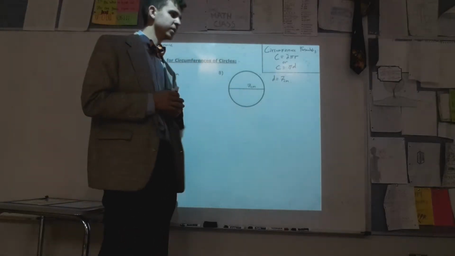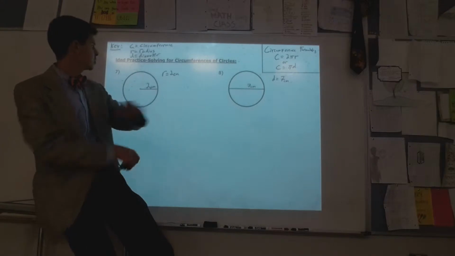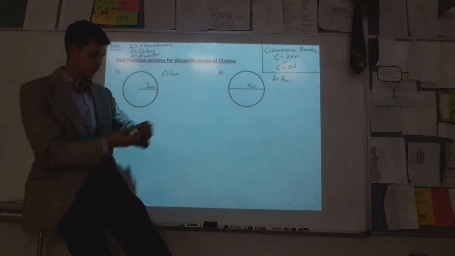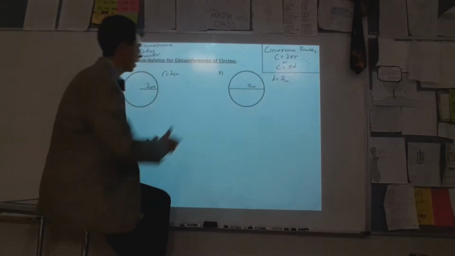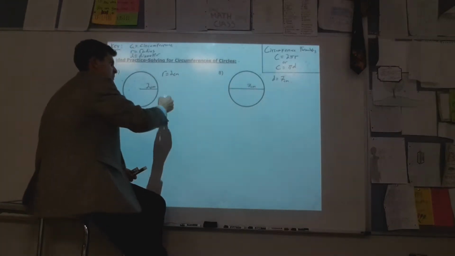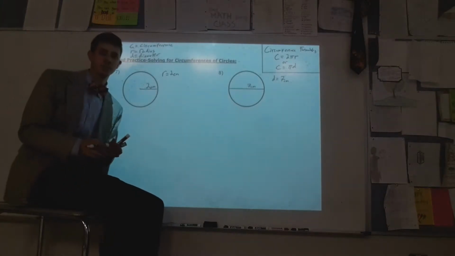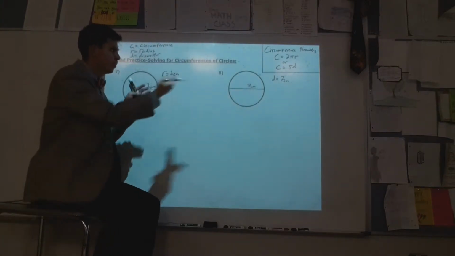Alright everyone, this is part 2, so this is day 3, part 2. We're solving for circumferences of circles. We're going to use the formulas up here in the top right corner. Circumference is equal to 2 times pi times r, or circumference is equal to pi times diameter. Now, they're both the same.